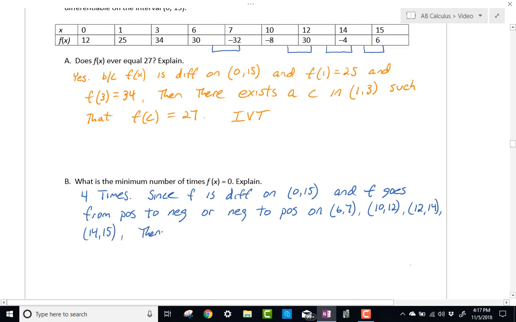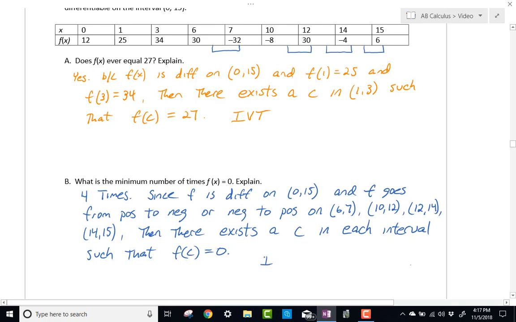Then there exists a c in each interval, such that f of c equals 0. How do we know this again? IVT.